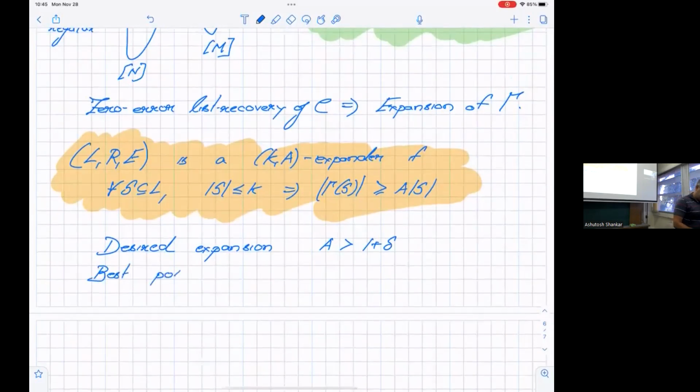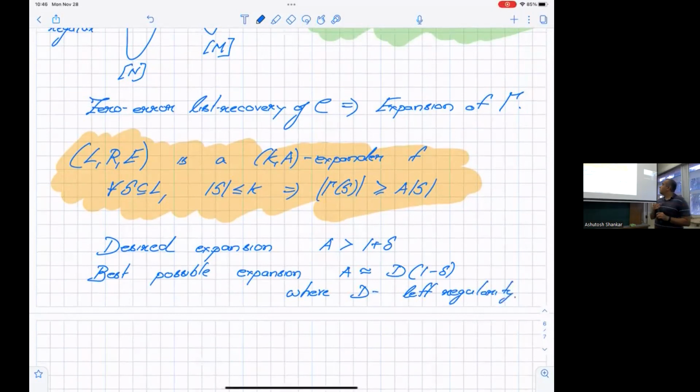Best possible expansion. How large can the expansion be? So k can be as close to d times (1 minus delta), where d is the left regularity. Can d minus 2 be the thing? When d minus 2 is... d minus 1 minus this one is achievable for a Ramanujan quadratic graph.